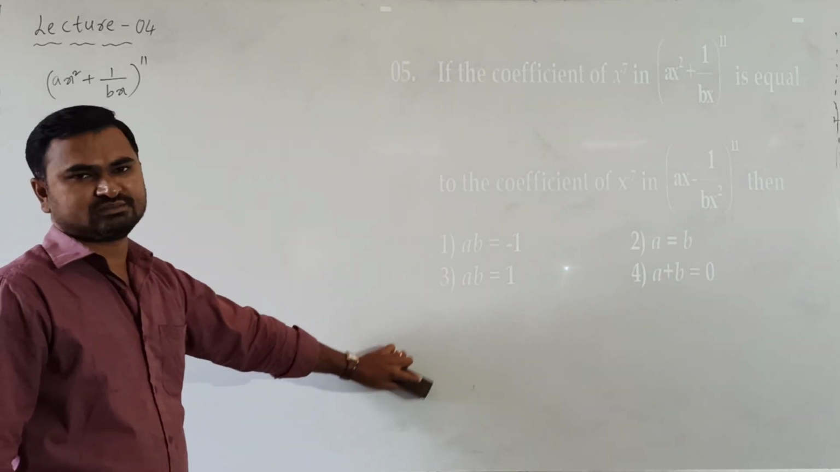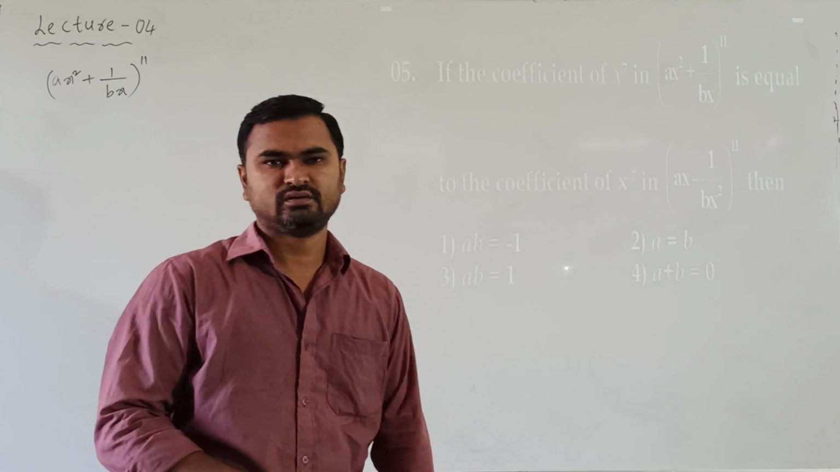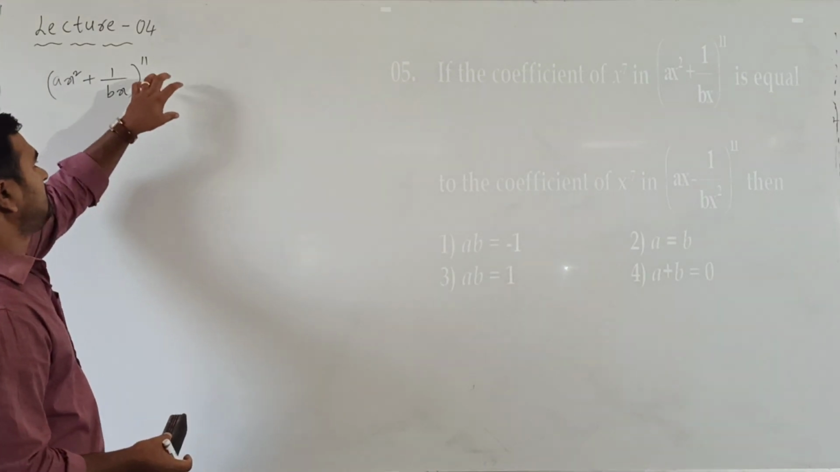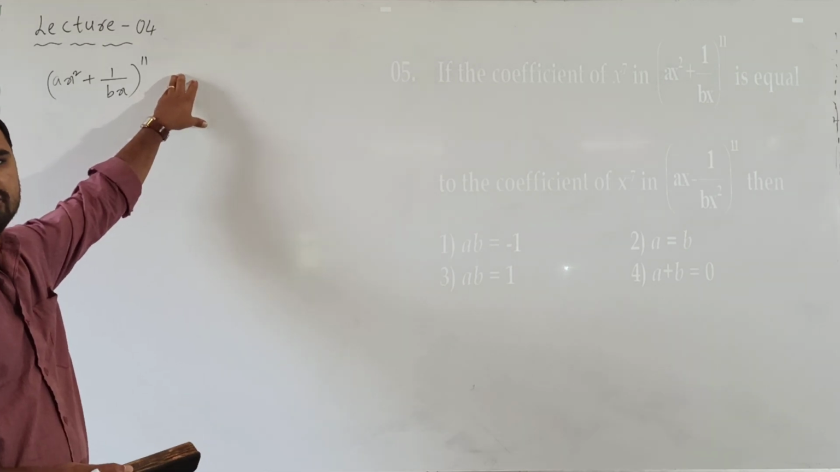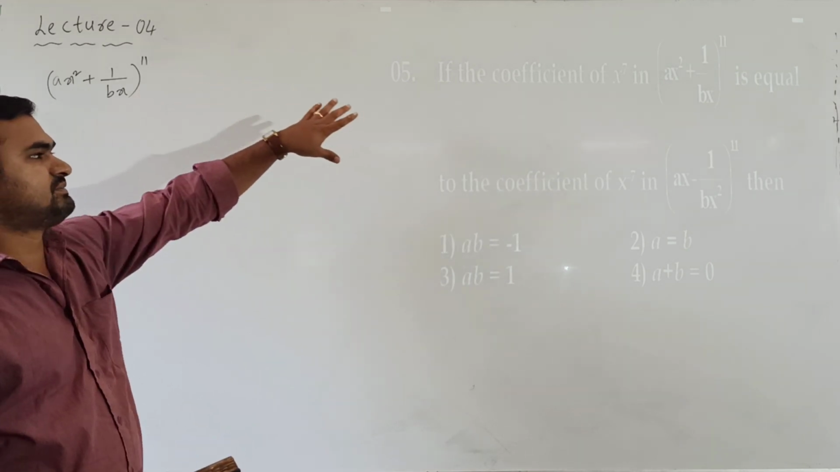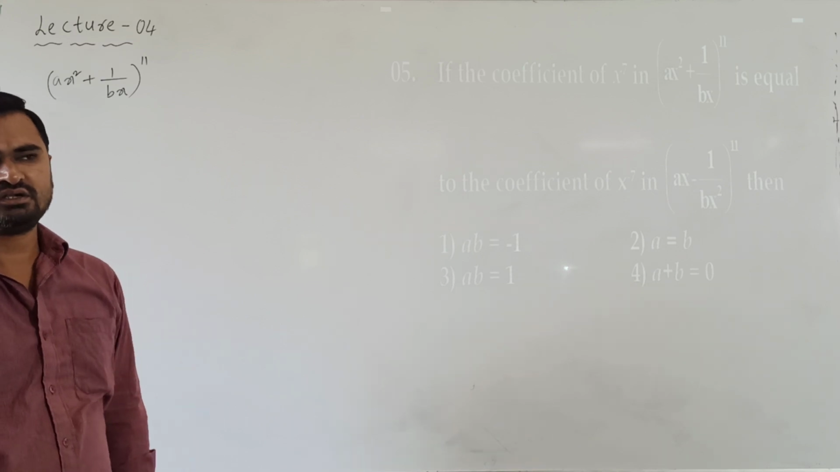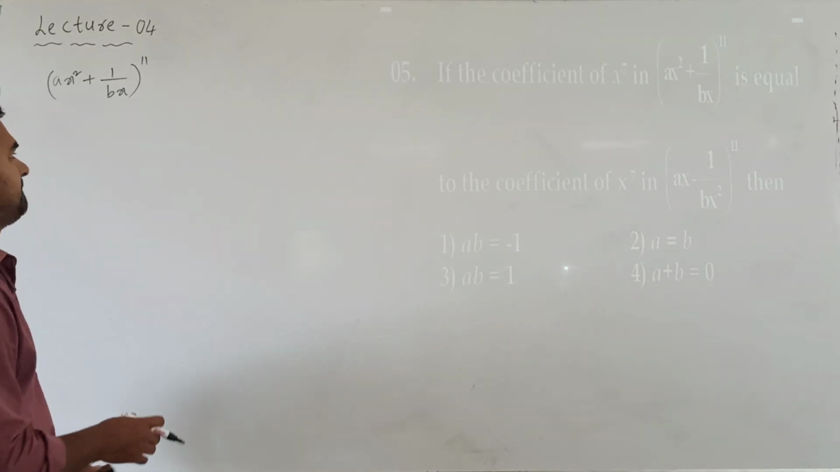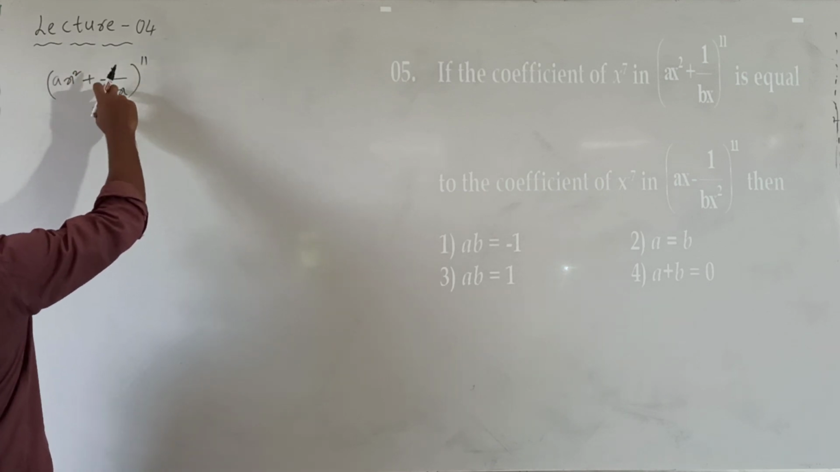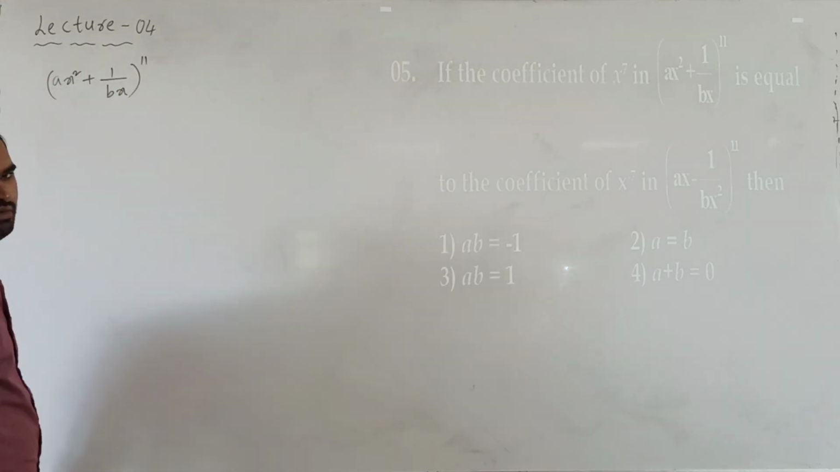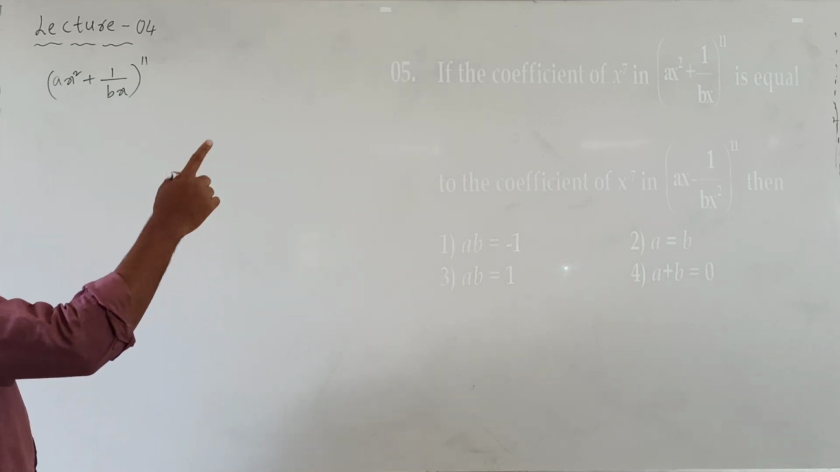Now where do we get the x power 7 term? That we don't know, because here we have 12 terms in the expansion. Out of the 12 terms, which term will have x power 7? That is not known. So for that we will use the formula: (ax power p plus 1 by b x power q) whole power n. In that we need the x power m coefficient.